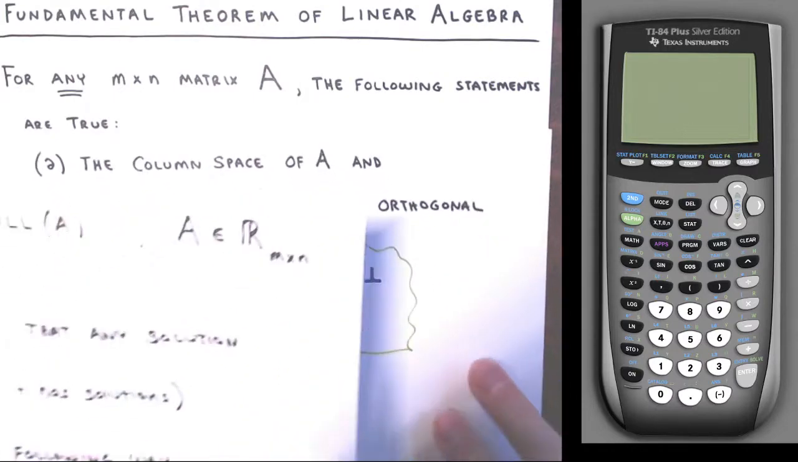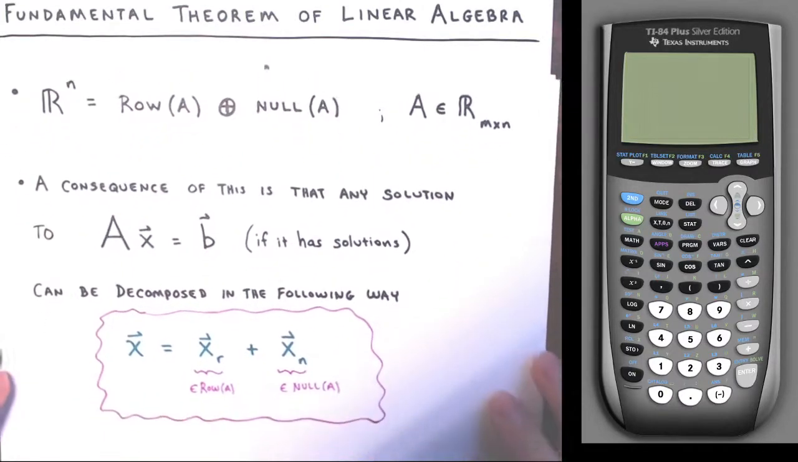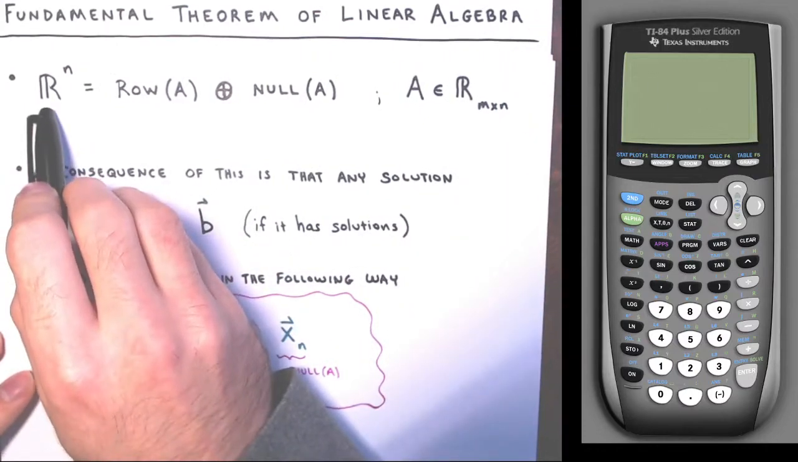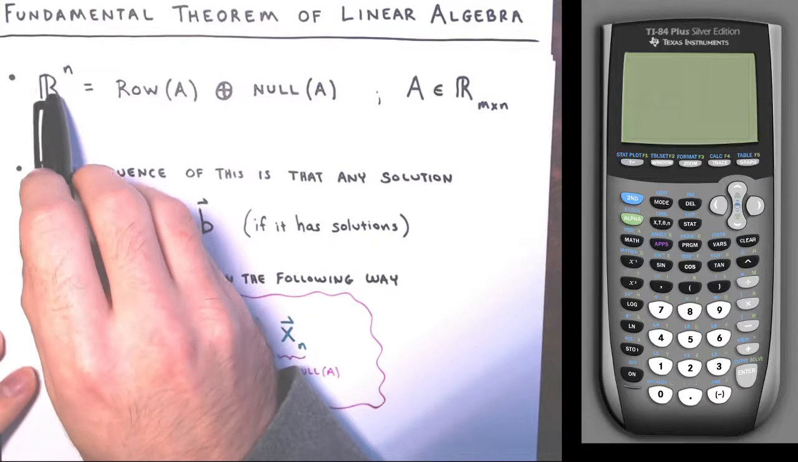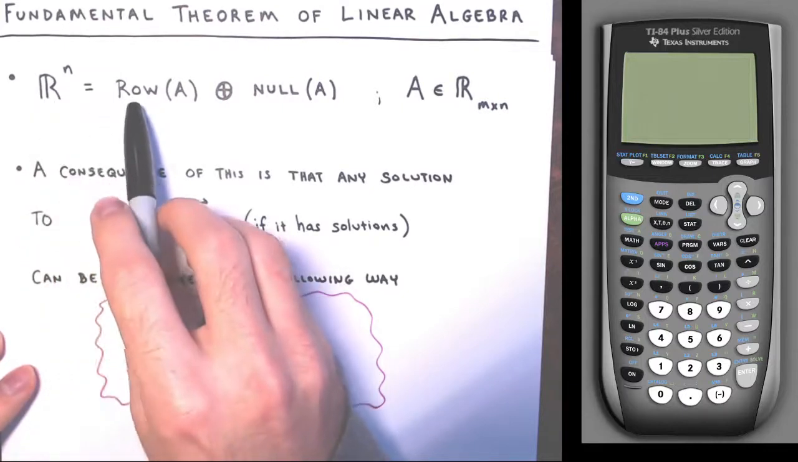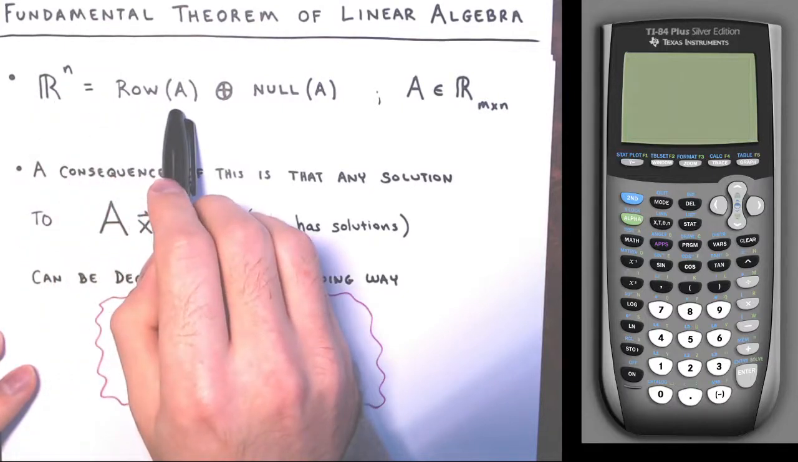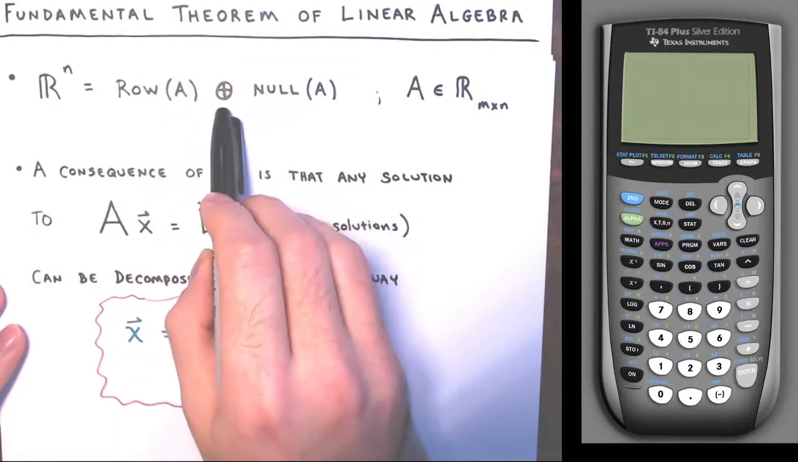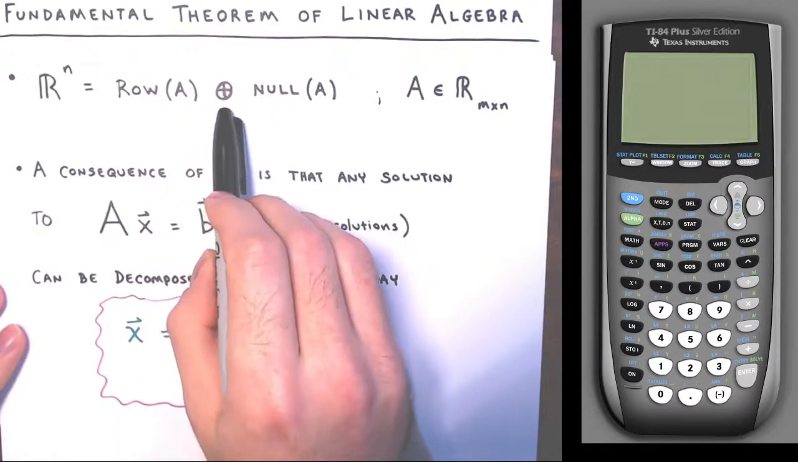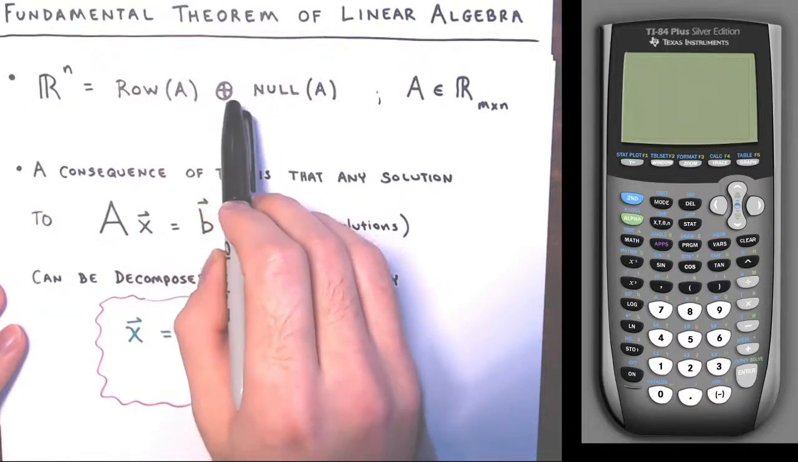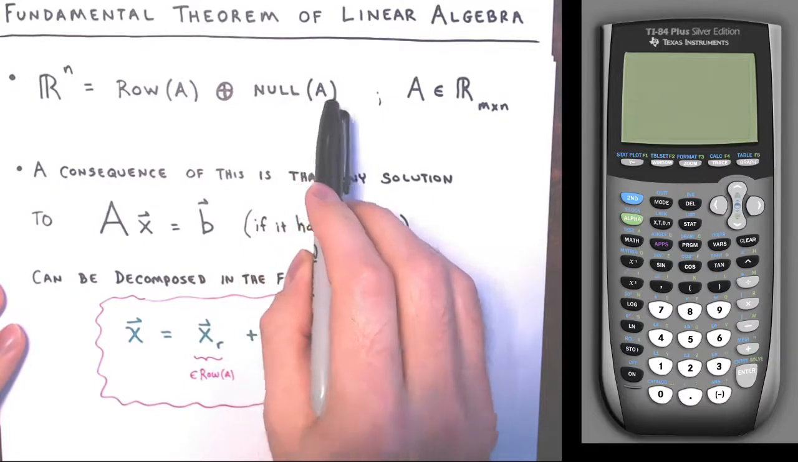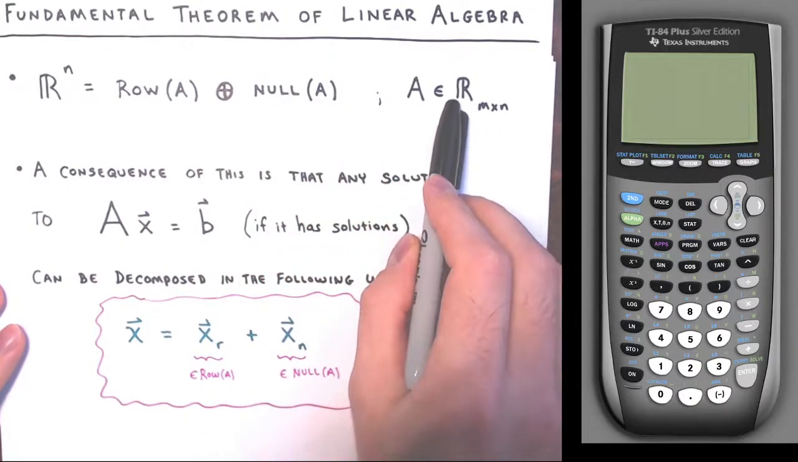So that's what I have written here. One consequence of this theorem is that any Euclidean space, R^n, can be written as the row space of an m by n matrix plus, in a direct sum, the plus sign with the circle around it, the null space of that same matrix. Again, where A is an m by n matrix with real entries here.